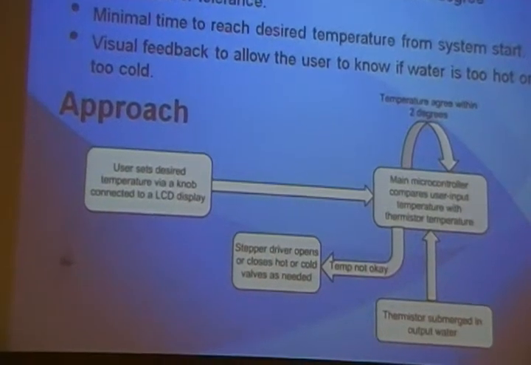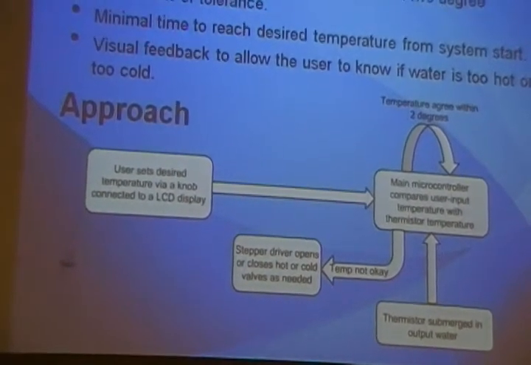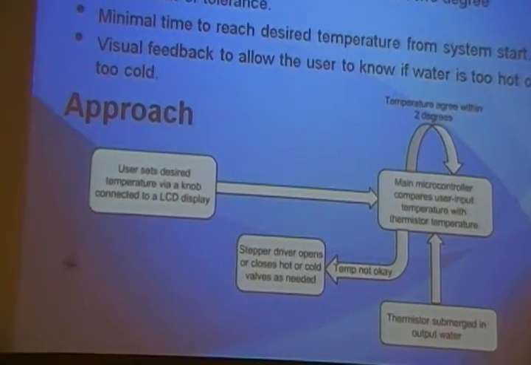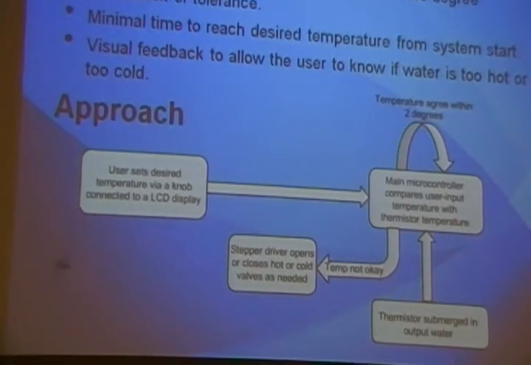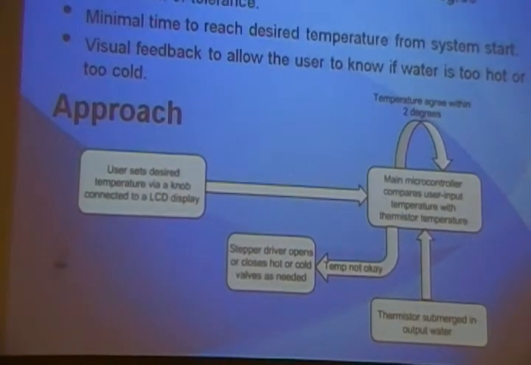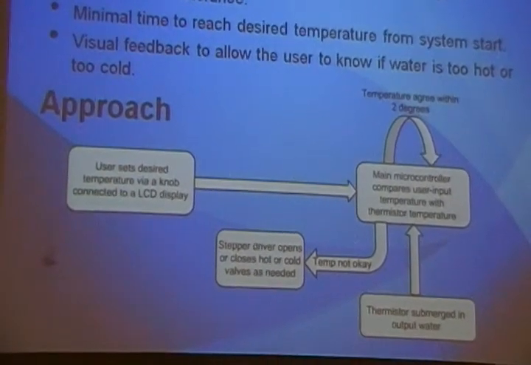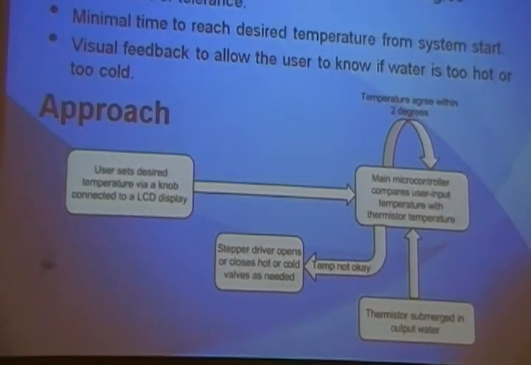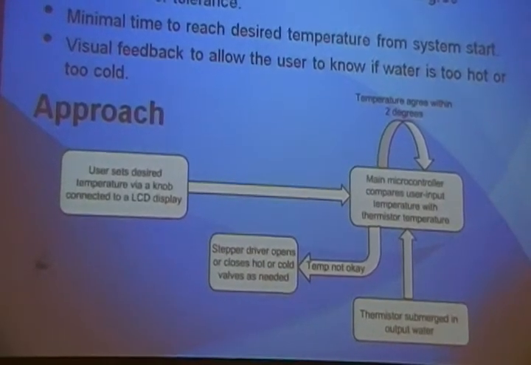So this is our approach. The user first sets a desired temperature via a knob that's connected to an LCD. There's also a thermistor submerged in the output water. The main microcontroller receives these 2 temperatures and compares them. If they are within 2 degrees of each other, it repeats this process every 2 seconds of comparing. If they ever go out of the range, the main microcontroller tells the stepper driver to either open or close the hot or cold valves as needed.